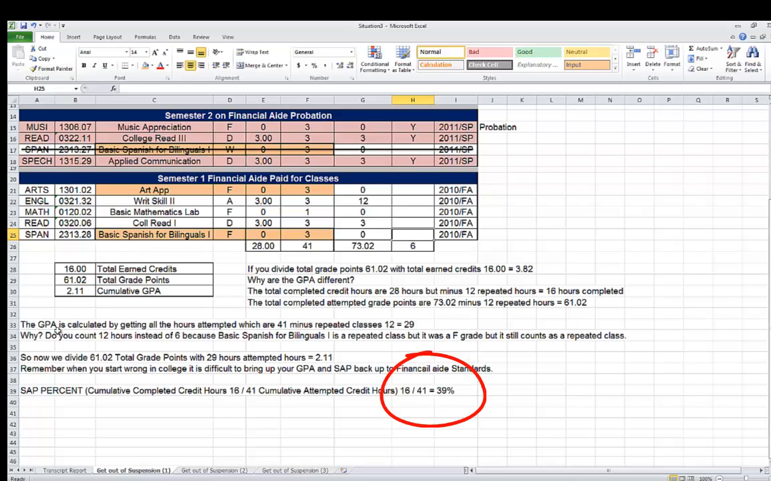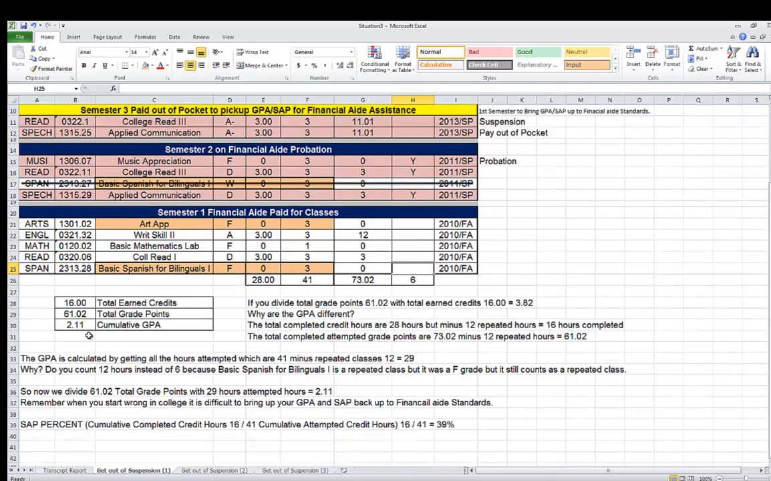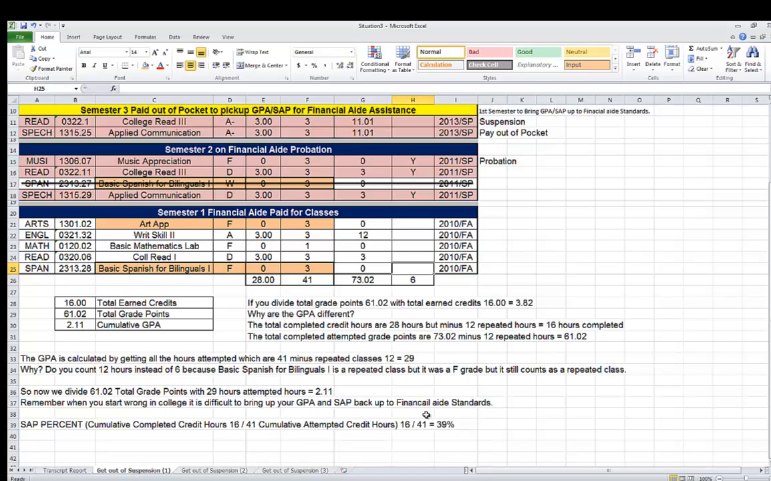In this second semester, you have reached a 2.0 or better, so that meets one of the criteria for financial aid. But here you're still at 39%. And if we look at the previous transcript, you had 1.6. So your GPA went up, but your SAP stayed almost exactly the same.